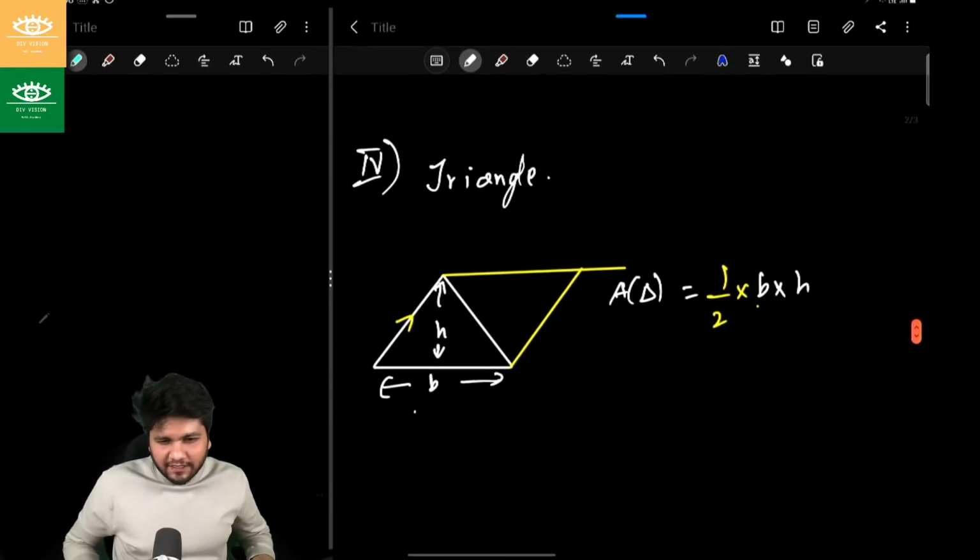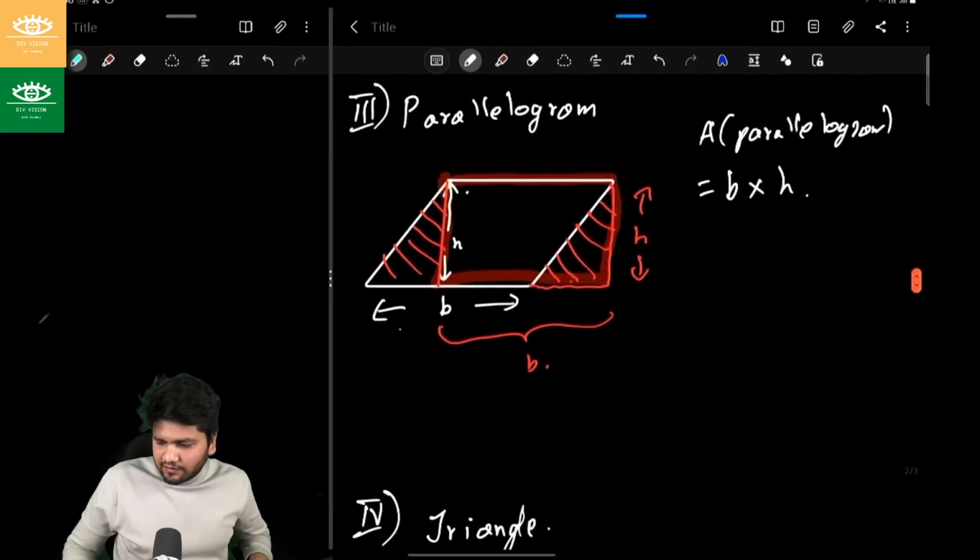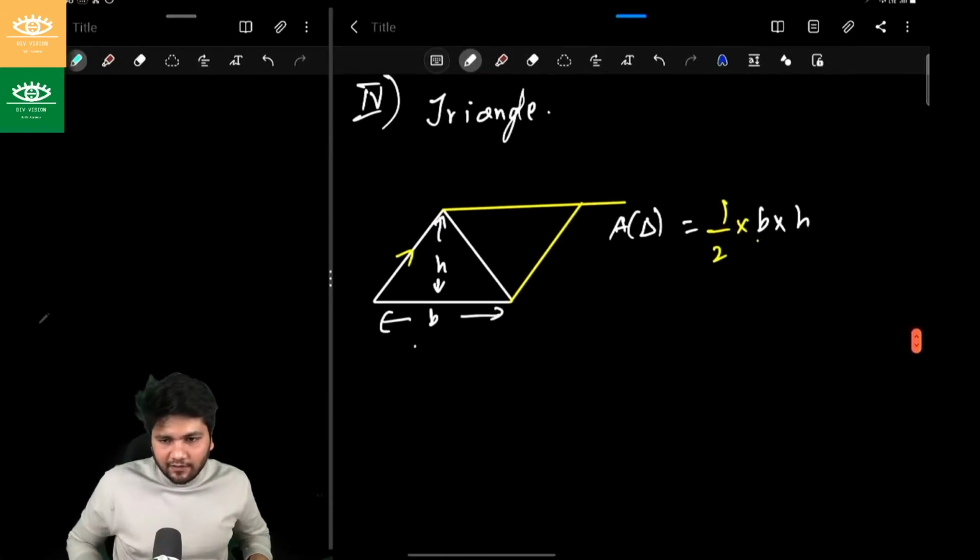Now, if you talk about perimeter, again, you'll just have to add all the sides. So they will ask you about perimeter. But generally, nobody asks you perimeter of triangle and parallelogram. So that's how area and perimeter will work.